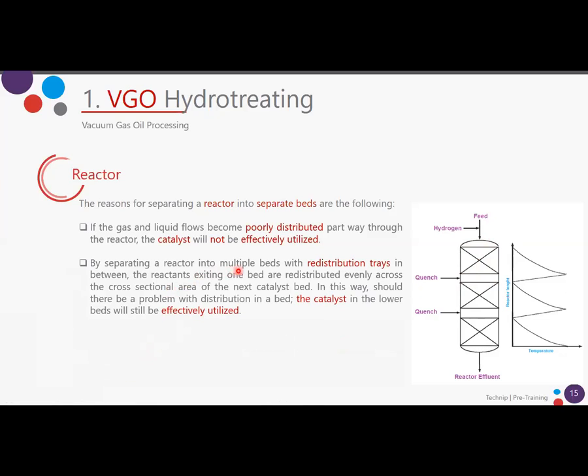So by separating a reactor into multiple beds with redistribution trays in between, the reactants exiting one bed are redistributed evenly across the cross-sectional area of the next catalyst bed. Very complicated, but it's the way that it will again redistribute, and in this way, should there be a problem with the distributor in a bed, the catalyst in the lower beds will be effectively used. If by any chance you have a bad distribution here, you will solve the problem because we have a redistribution tray that will make the flow go.